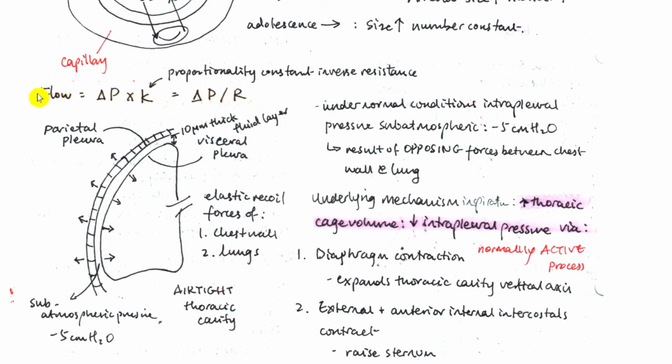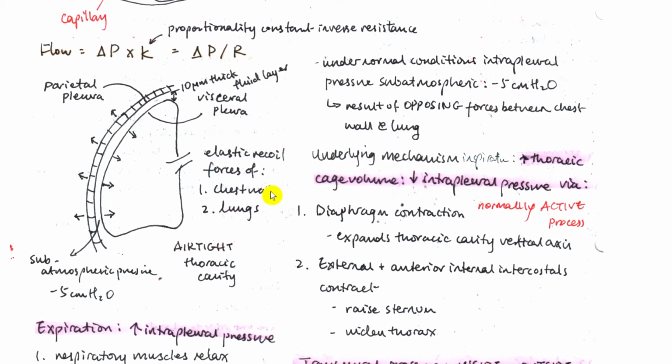And this is basically Darcy's law. If you watch my cardiovascular videos, you'll know what that is. So flow is proportional to delta P, which is the pressure difference, over R, resistance. And this can otherwise be written as delta P times K, where K is a proportionality constant, which is inverse to resistance. Let's have a look at the structure of the lungs and how it facilitates breathing.